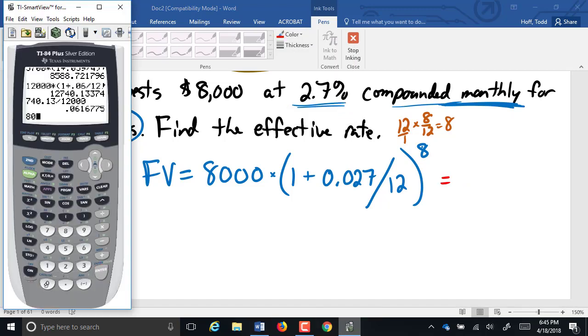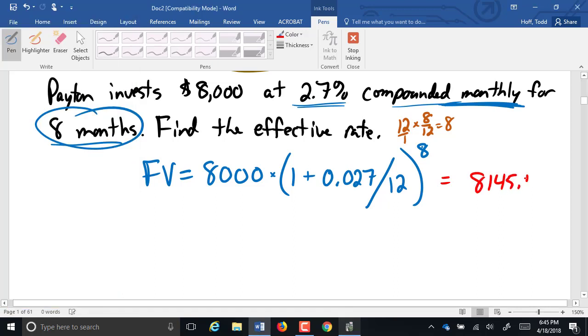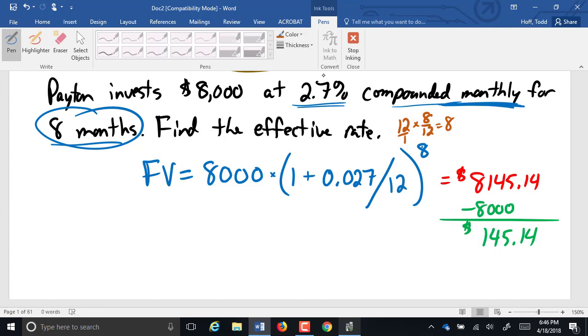So 8,000 times 1 plus 0.027 divided by 12, close parentheses, power of 8. $8,145.14. What's our second step? Yeah, find the compound interest. So we subtract that present value. We get interest of $145.14. Third step. The effective rate.